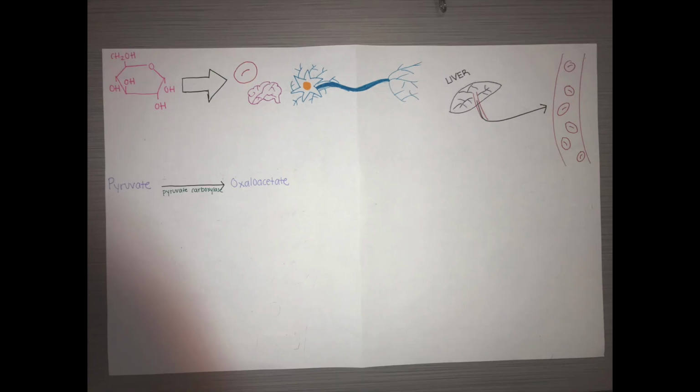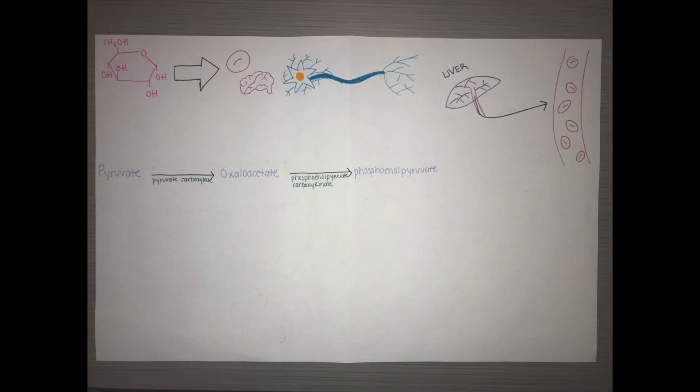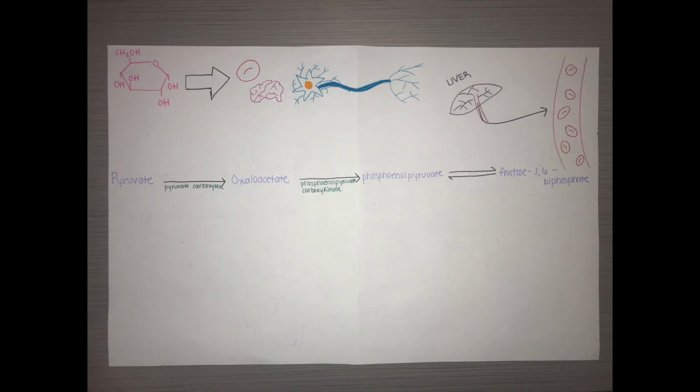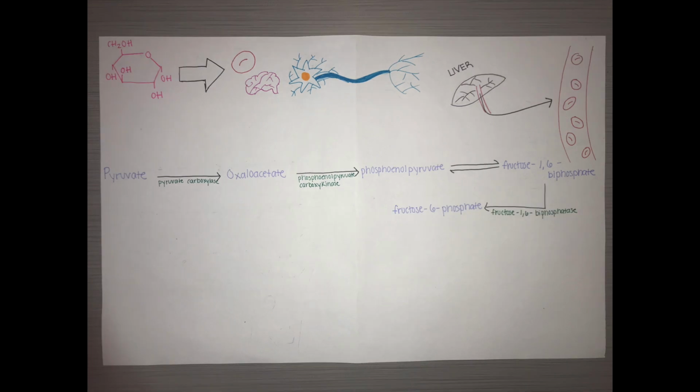Gluconeogenesis starts with pyruvate, which is then converted to oxaloacetate by pyruvate carboxylase. Oxaloacetate is then converted into phosphoenol pyruvate, or PEP, which is quickly turned into fructose 1,6-biphosphate. Fructose 1,6-biphosphate is then hydrolyzed into fructose 6-phosphate by fructose 1,6-biphosphatase.